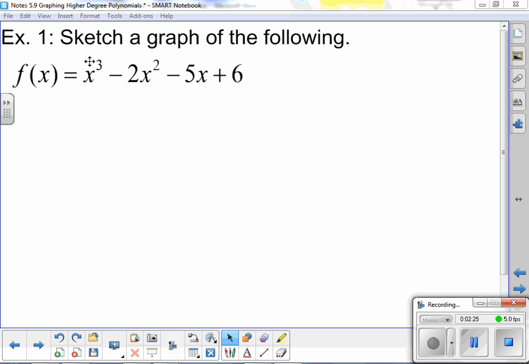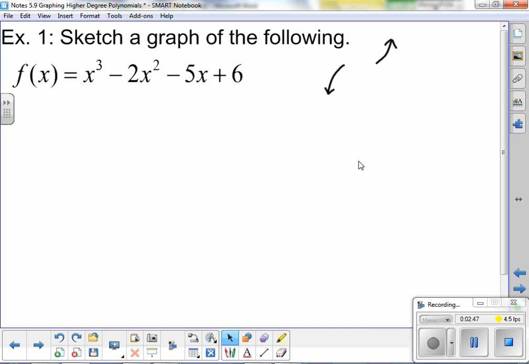Okay. So sketch a graph of the following: x cubed minus 2x squared minus 5x plus 6. All right. So here we go. First off, end behaviors. We've got an x cubed. It is a positive leading coefficient. That means the left side is going down and the right side is going up. Okay, so that's what I know about this so far. Let's go ahead and erase this part.